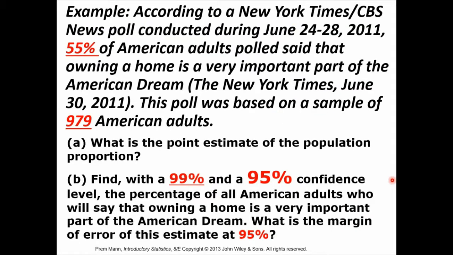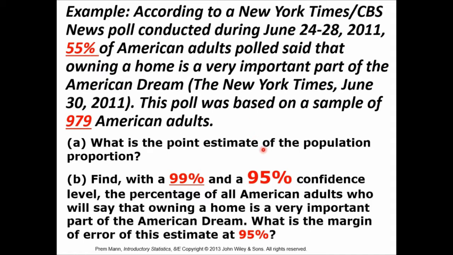Now let us take an example to summarize all these rules in an application. According to a New York Times CBS News poll conducted during June 24 to 28, 2011, 55% of American adults polled said that owning a home is a very important part of the American dream. Since we are talking about a poll, what we have is a sample proportion. Polling is sampling from a large population. So this is a P hat, the proportion of a sample, 55% or 0.55.